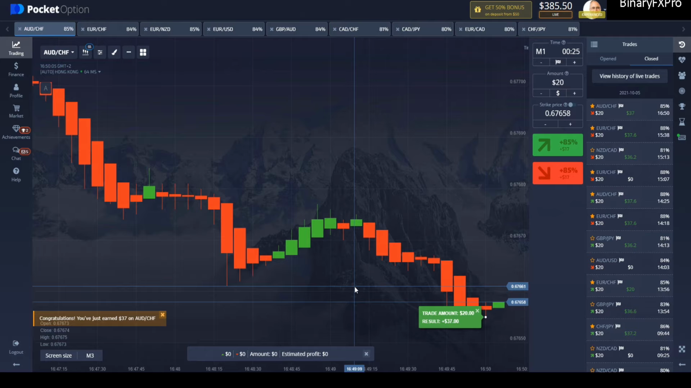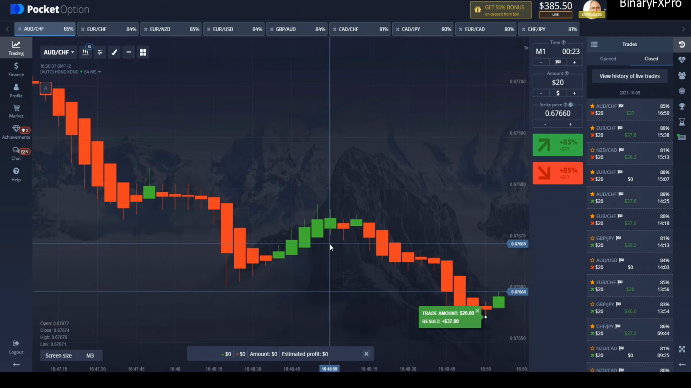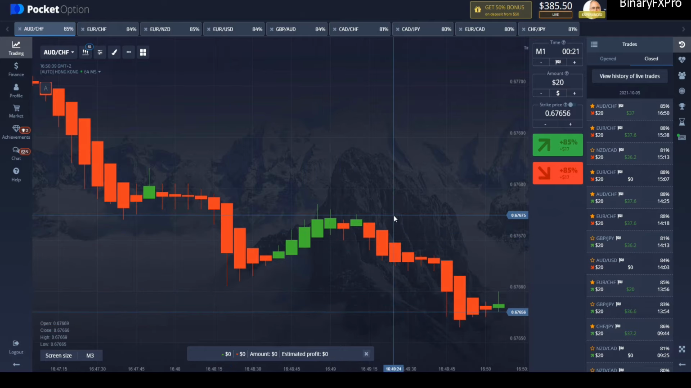Got our profit. Easy money with this strategy. We will trade with another bear.